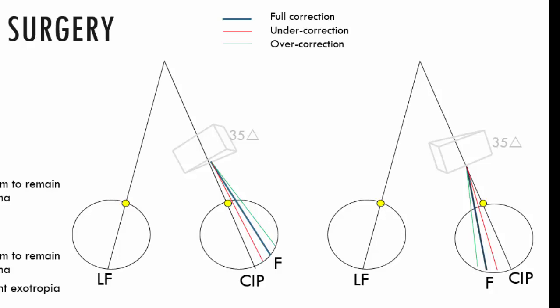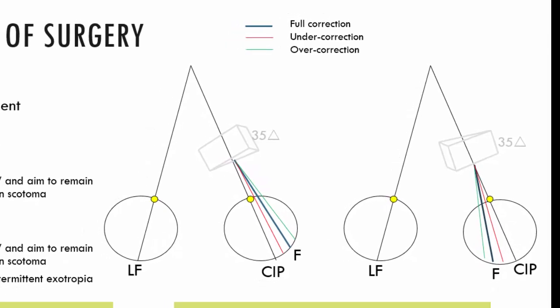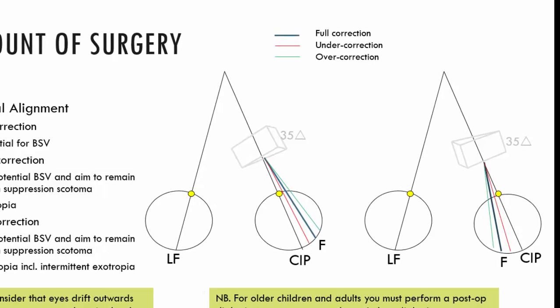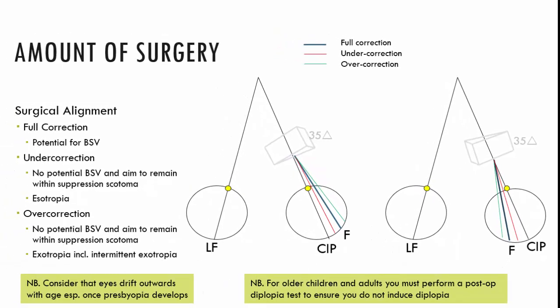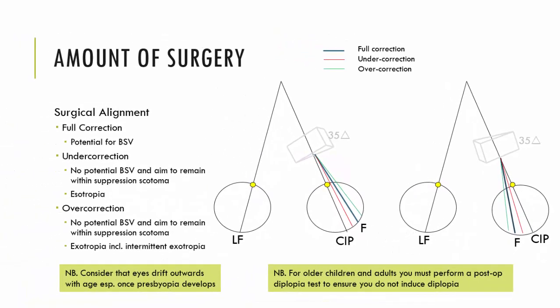So the key is to individualise the treatment of your patient, dependent on your clinical findings, dependent on whether they have potential for binocular functions, whether they don't have the potential for binocular functions, whether there's a suppression scotoma, how long that is, etc., etc.